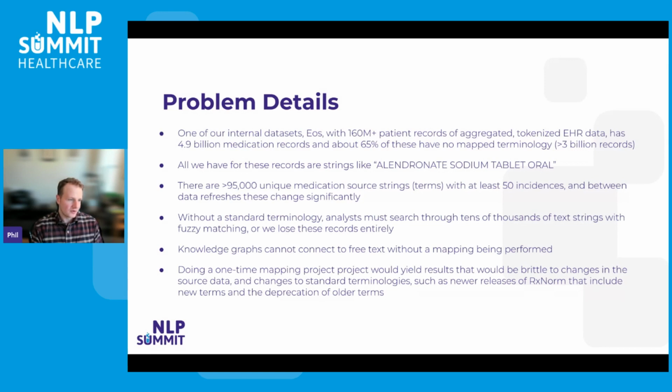So for example, if this was already mapped to RxNorm, you could very easily pull a list of everything with a certain medication ingredient, or everything with a certain medication ingredient with a certain type of delivery. Whereas with the text string, you have to do everything based off of fuzzy text searching. And again, the scale of this problem with this data set was very, very large. So there were over 3 billion records that had totally unmapped text strings and 95,000 unique terms that we'd have to sit down and try to map by hand.